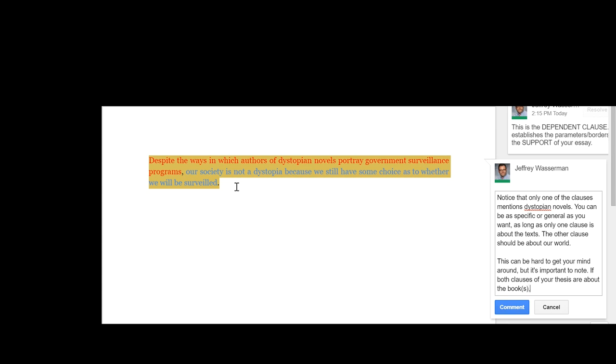If both clauses are about the text that you're writing about, you basically are setting yourself up to write a summary or a book report, and there's not going to be any analysis. You need to be able to get out of the world of the immediate text and into what the author is actually trying to communicate, or what you think the author is trying to communicate, the way you interpret what the author is trying to communicate. That's our point of analysis.